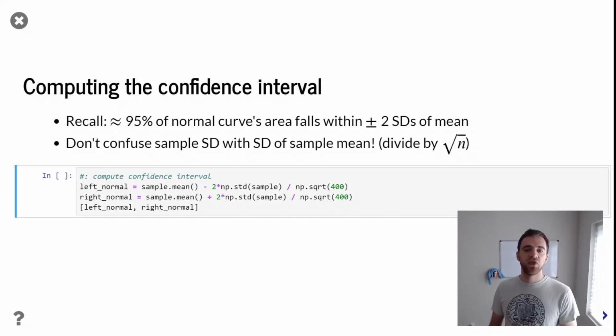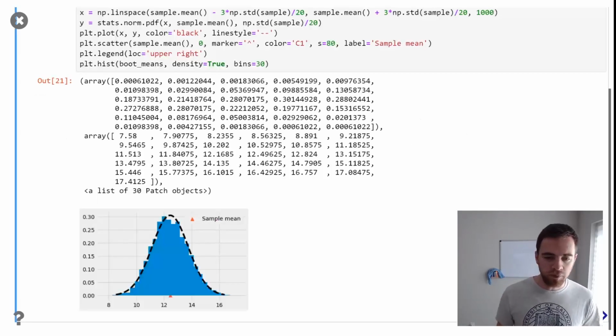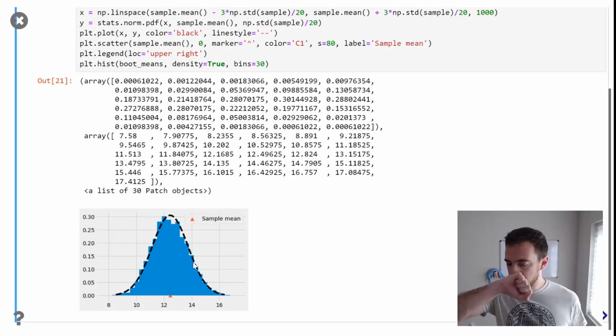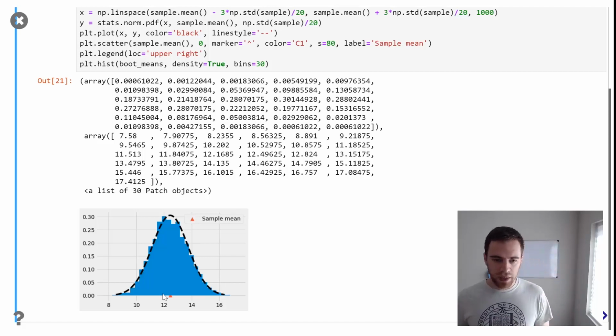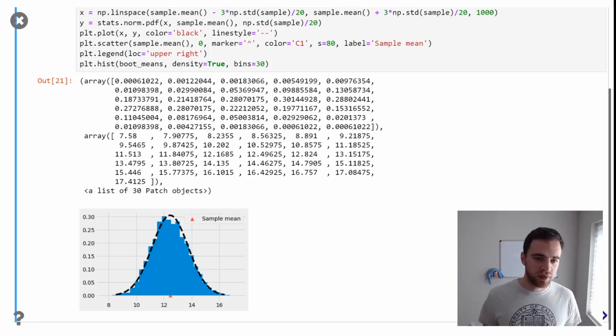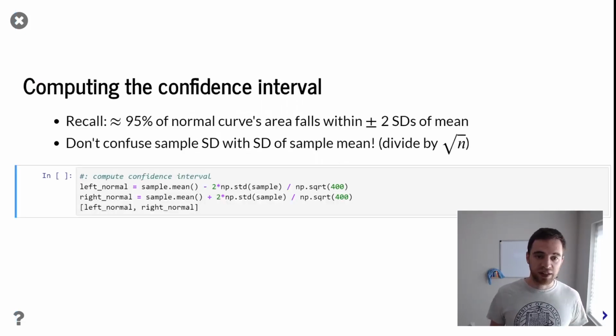So let's try to compute the confidence interval now. So remember, what I'm trying to do when I compute a confidence interval is I'm trying to figure out what's the bulk of the distribution. With the bootstrap, I just say, okay, let's compute the percentiles that give me an interval that contains 95% of the data. Now, with the normal curve, we know how to compute percentiles in some sense, but we might have to remember exactly what that is.